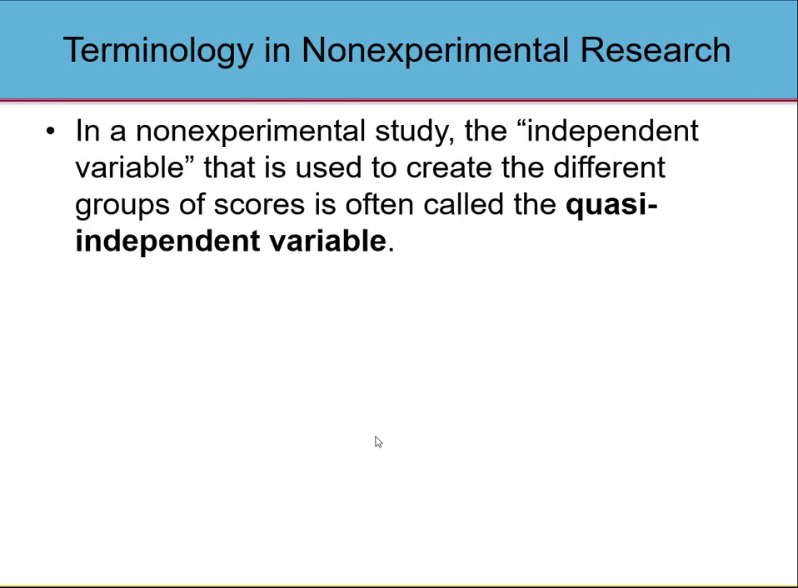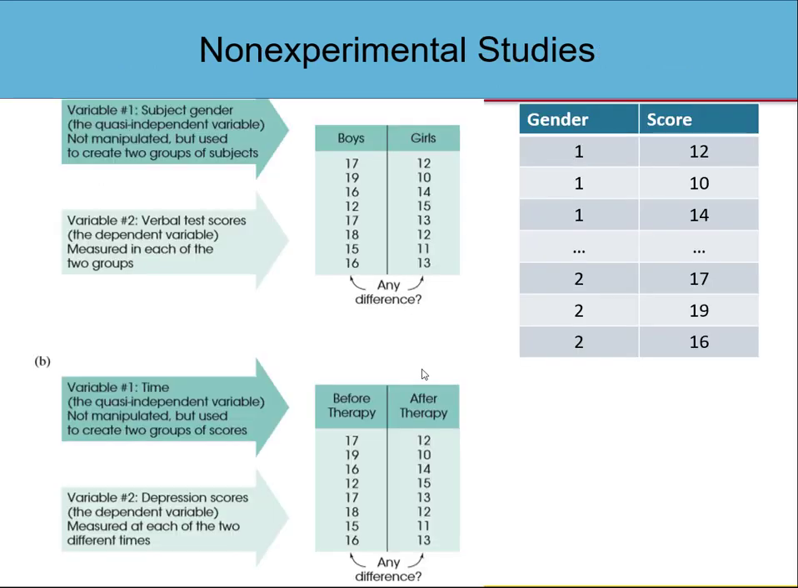So in a non-experimental study, the independent variable is used to create the different groups of scores. It's also called the quasi-independent variable. I've only heard that in this textbook, so take that with a grain of salt. But this non-equivalent group study is called a quasi-experiment. And so these guys are calling this the quasi-independent variable. Just take that with a grain of salt. I've only heard it in this text.